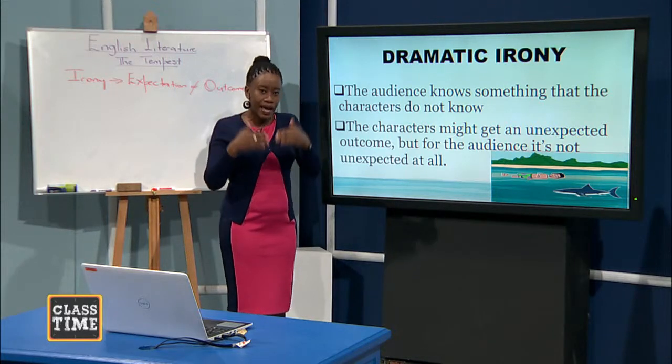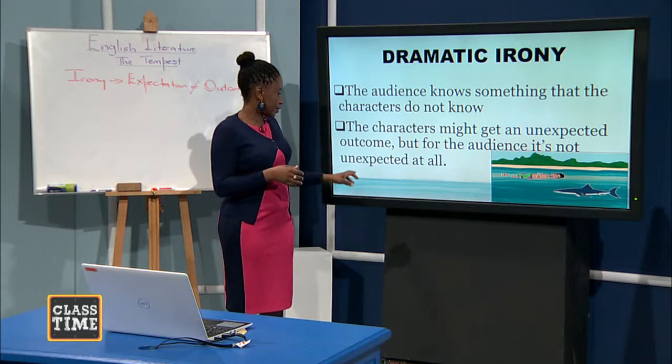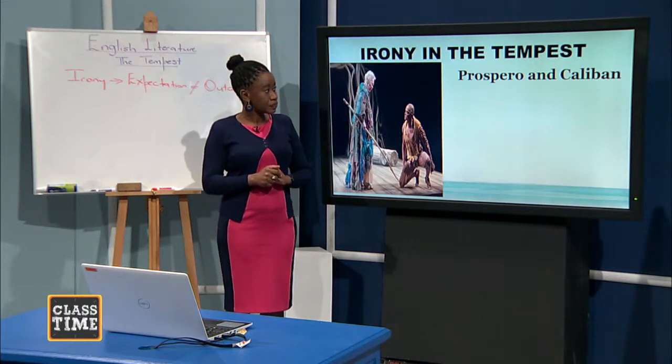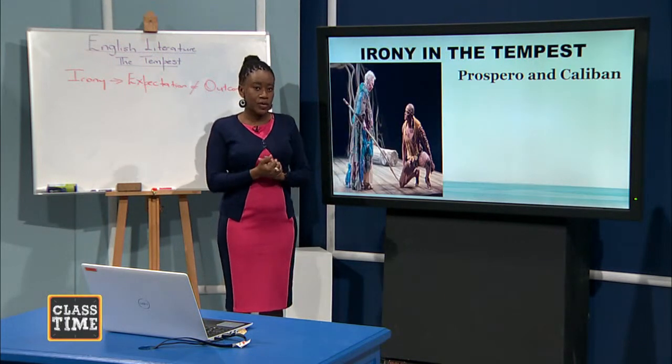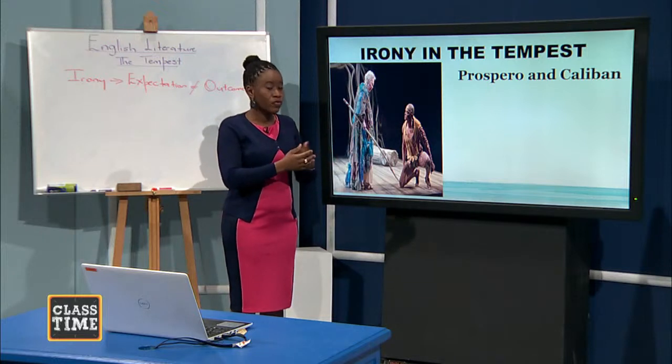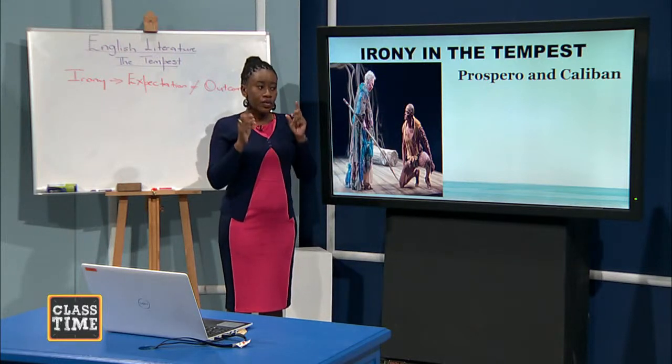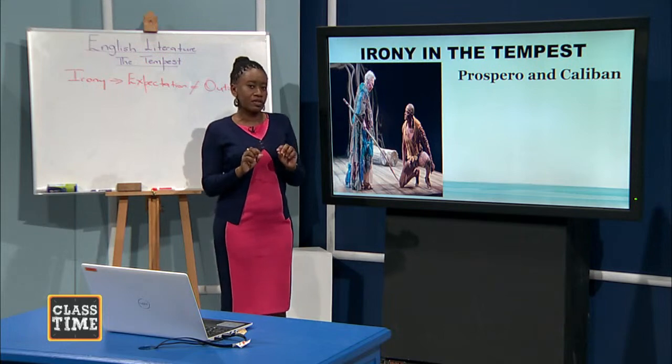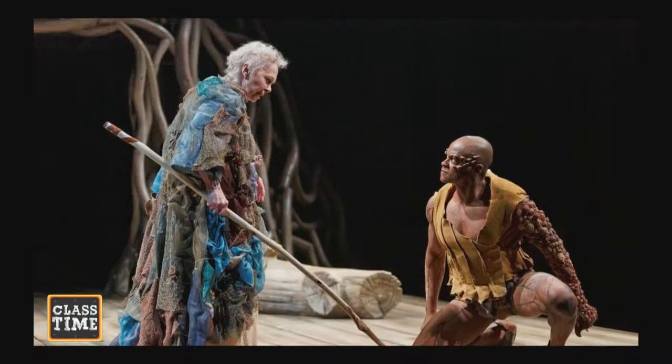Let's see now how we can apply these to the drama, The Tempest. In the scene with Prospero and Caliban that I just mimed for you, there were two situational ironies coming out. Can you pinpoint them? Two examples of situational irony. The first one is Prospero stealing Caliban's island. Now, how does this become ironic? Think about it.